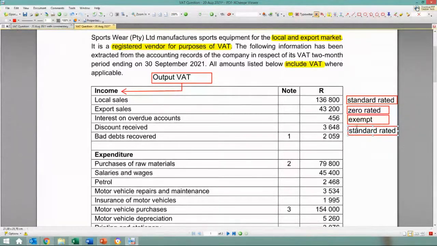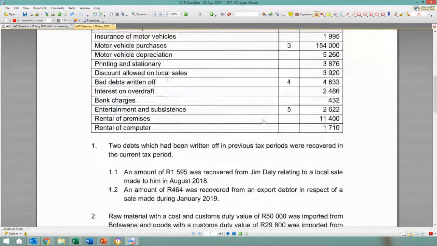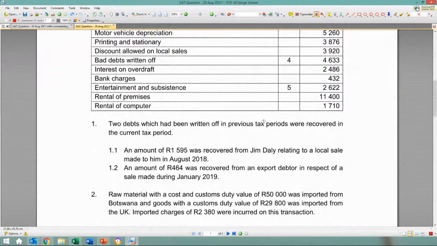Okay, now the last item is bad debts recovered. Now you will see we've got additional notes. So before we can decide what type of supply bad debts recovered is, we first have to go look at what type of debtor it was. Because based on their market, they can either have a local debtor or a foreign debtor, which means it's either standard rated or zero rated. So let's page down to note number 1 and see what the additional information indicates.